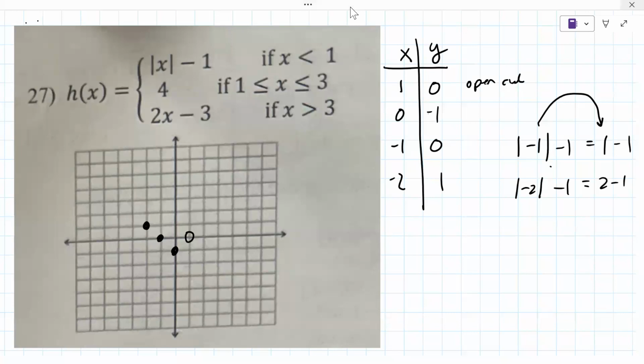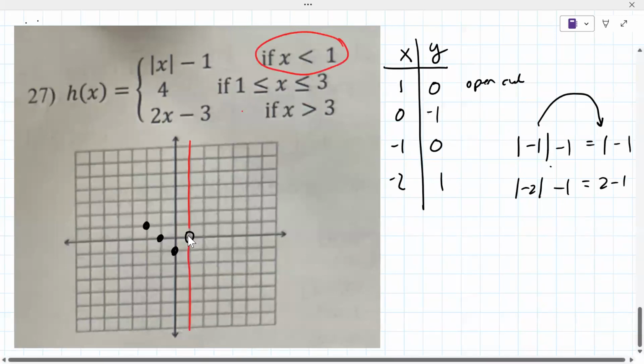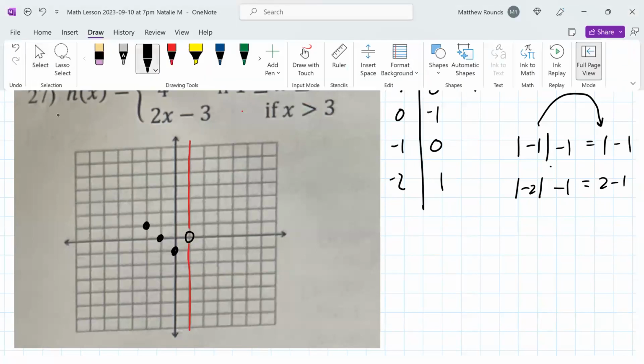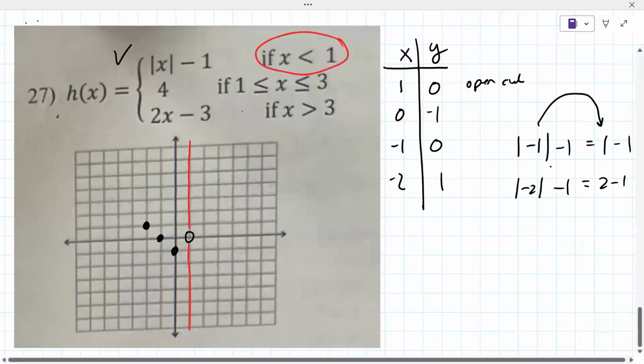So just keep in mind this one is only good for x less than 1. So you're limited to just looking left of that red line. You don't go right of it, you just stay left of it. And if you remember the absolute value is some sort of V, so this V goes kind of like that.